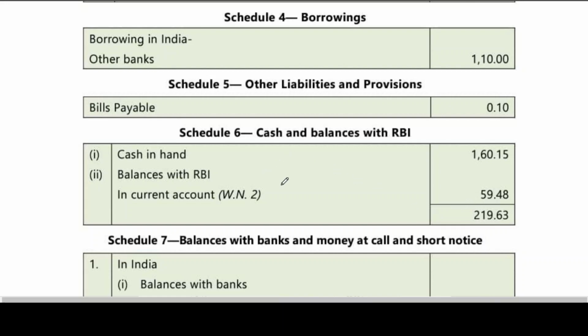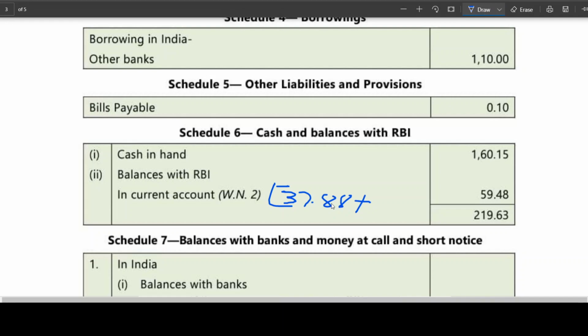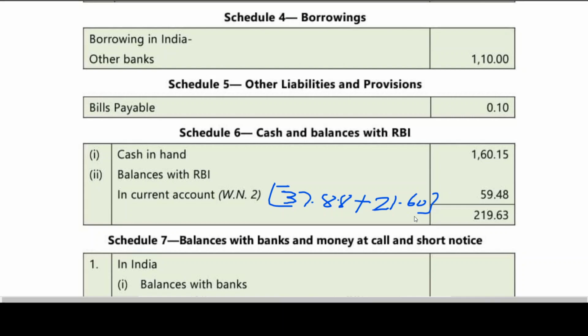How you got it, working note number 2, I told you already. The existing balance with RBI is 37.88. To this, you added the cash reserve ratio to be maintained, coming to 21.60. You can check: 37.88 plus 21.60 is coming to 59.48.